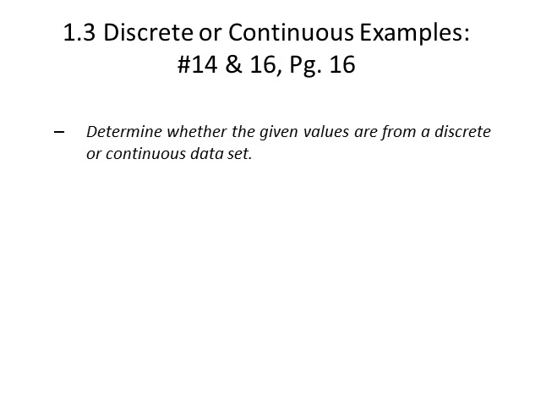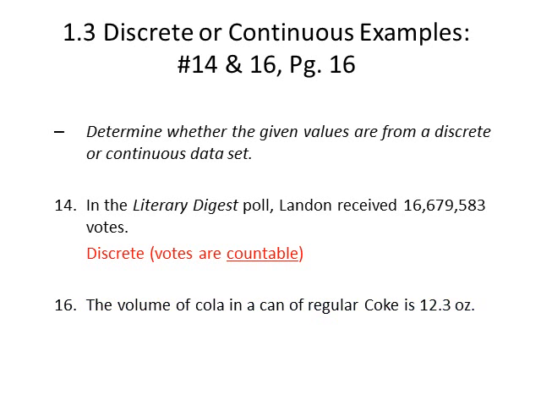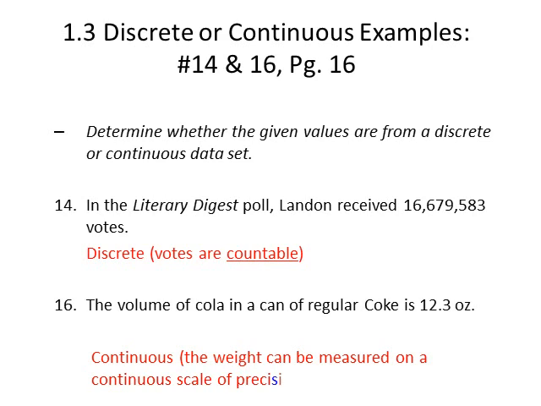Here we want to identify if the given values are from a discrete or continuous data set. In the Literary Digest poll, Landon received 16,679,583 votes. Now votes are countable, so this would be discrete. The volume of cola in a can of regular Coke is 12.3 ounces. Now even though the decimal terminates at 12.3, we could measure the volume with increased precision. So this would be continuous data.